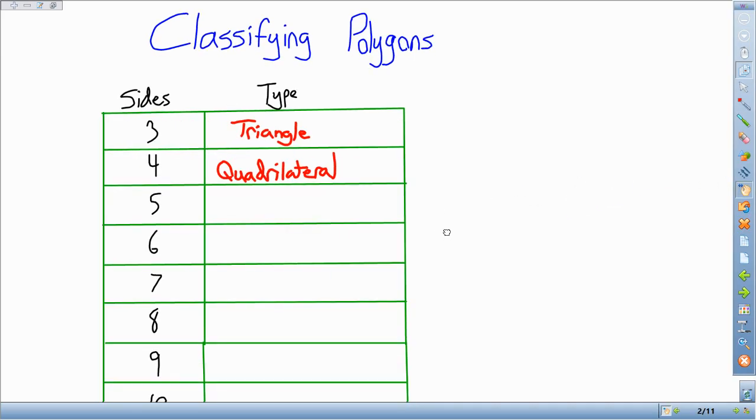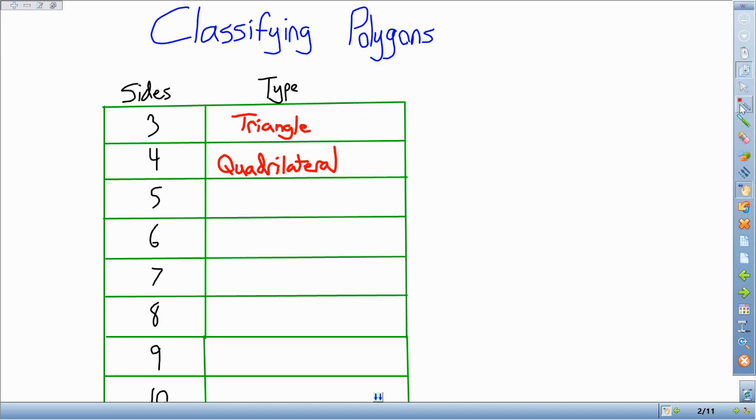Next one, a polygon with 5 sides. You have probably seen the building called the Pentagon. It's called that because it has 5 sides, and that's exactly what it's called here. So a 5-sided polygon is a pentagon.